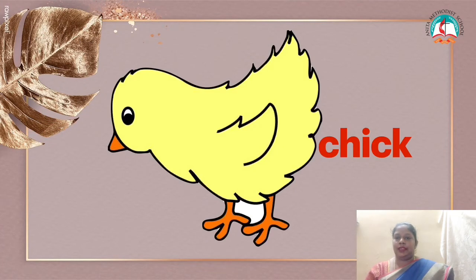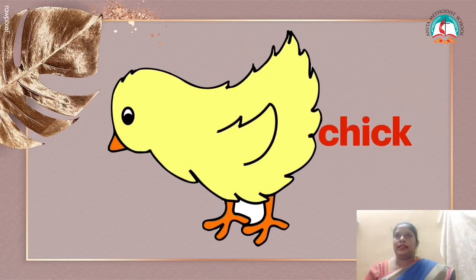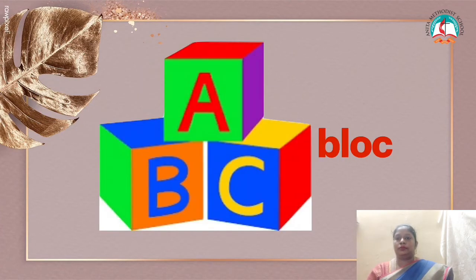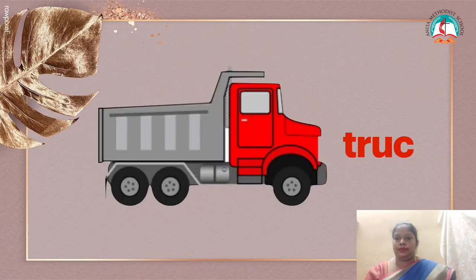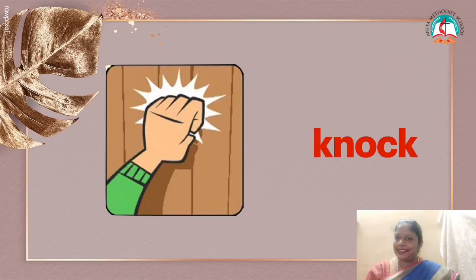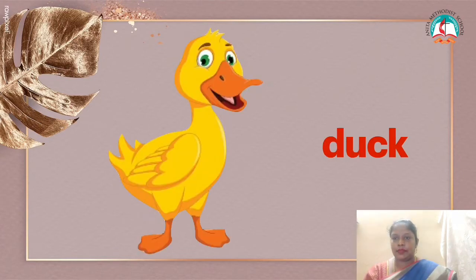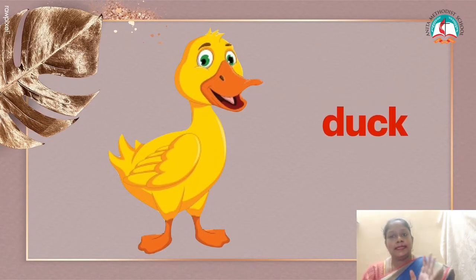Chick. It has one vowel followed by CK. The next example is crack. Block. Truck. Knock. Tick. Duck. Okay, now we have finished the CK rule.